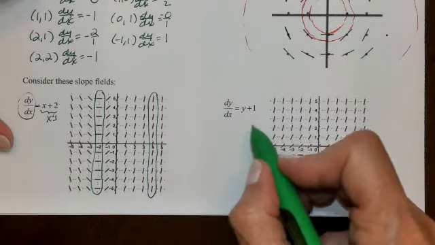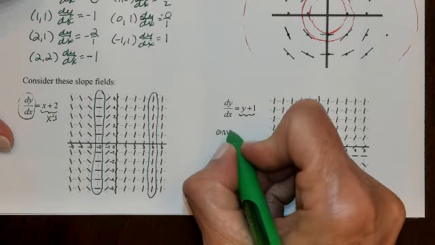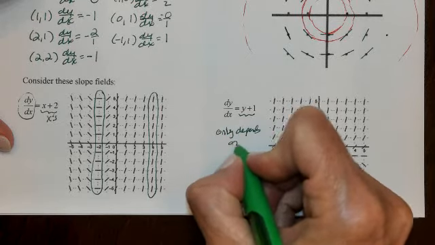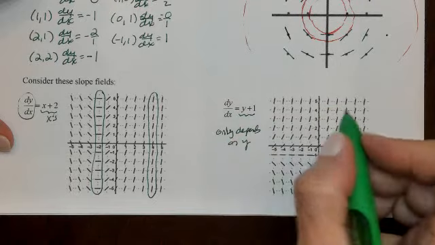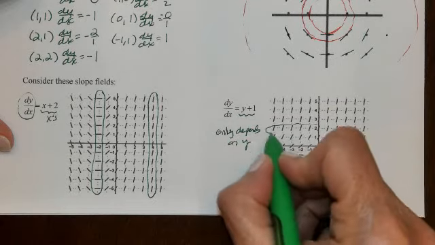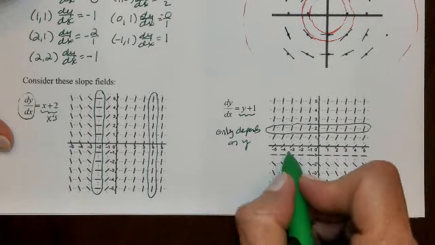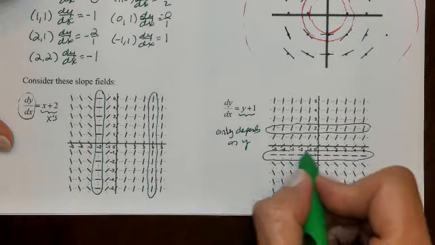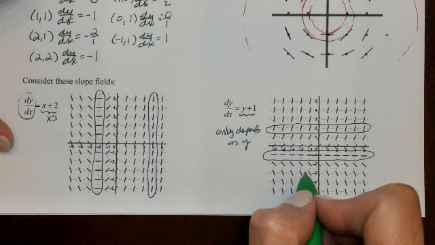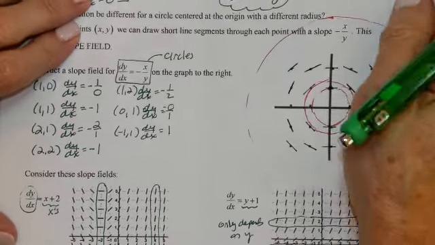For this one, the slope only depends on y. So if you find the slope at a single y value, that must be the slope for all of that y value. All of that y value is the same. Okay? That makes sense? Okay.